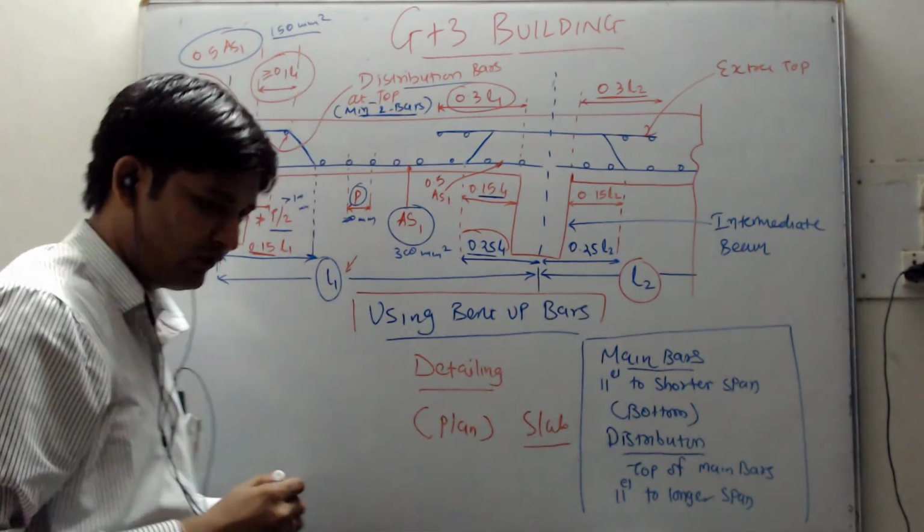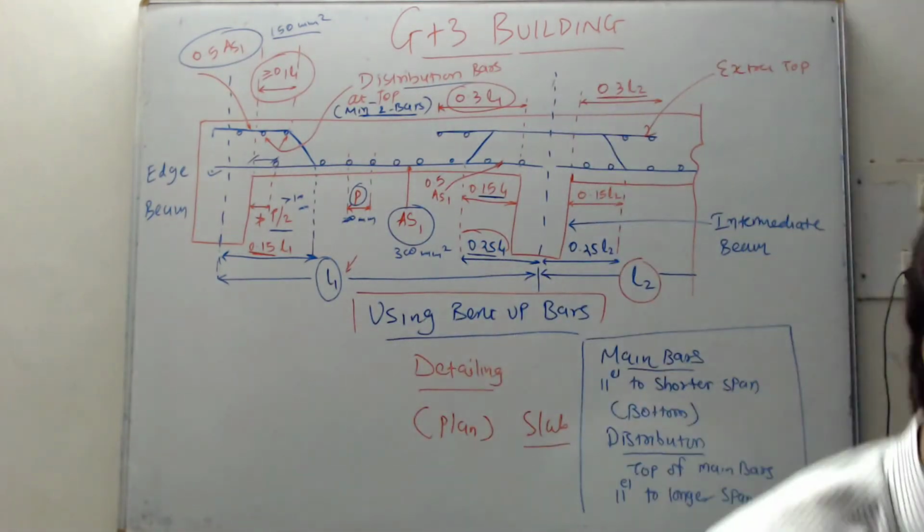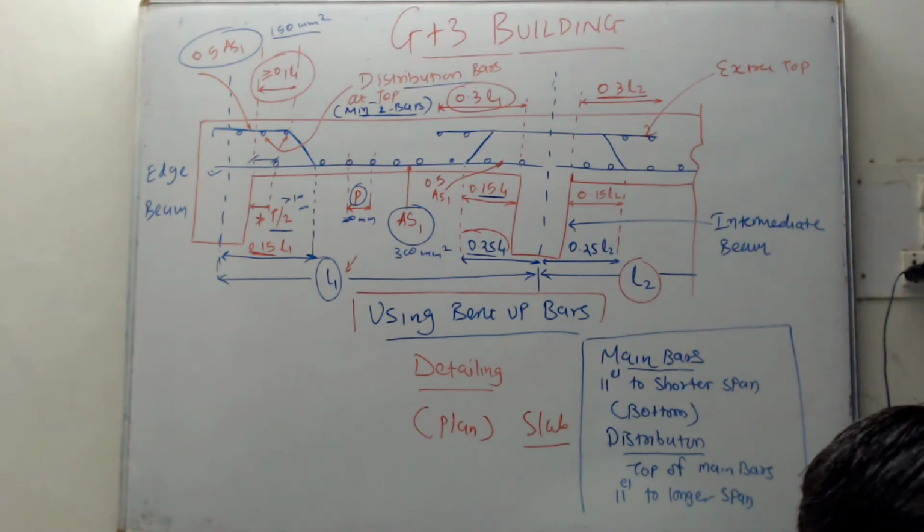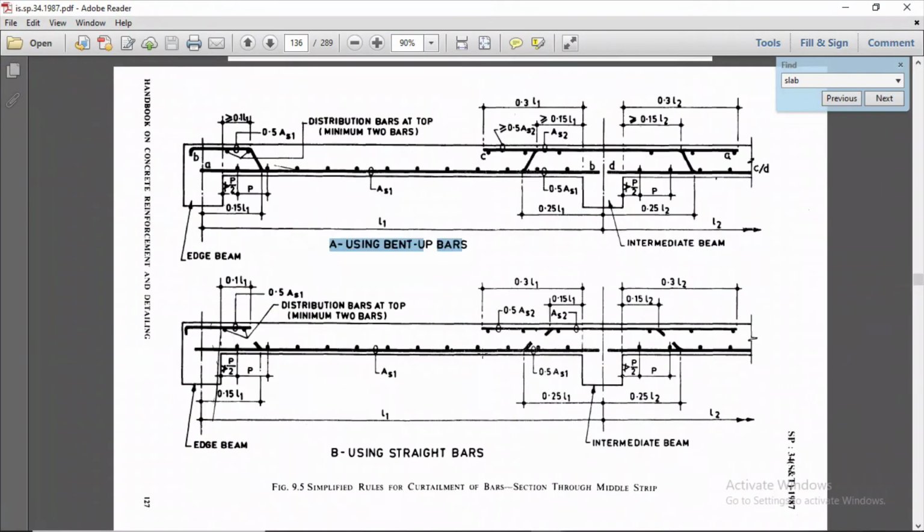So there is one more figure, let us see that figure, when no bent ups are provided. So this is using straight bars. When we use straight bars, we are not providing any bent up, we are providing just a steel bar at the bottom, right? But to keep this top bar in position, we need to provide some chairs, right? We need to provide certain chairs so that the top bars can be fixed. So mostly we do not use this second method, that is using straight bars. 99% we are using this bent up bar only, right?